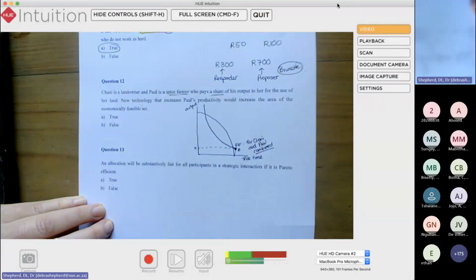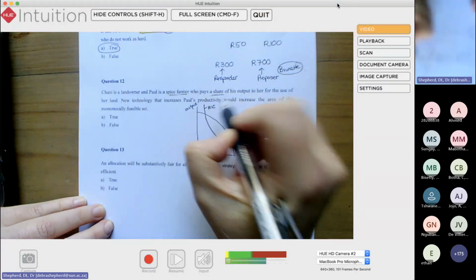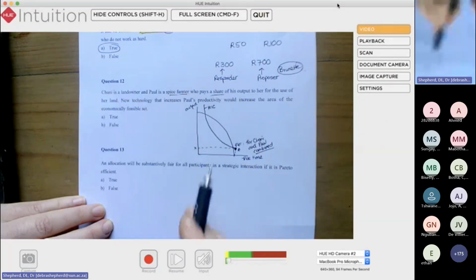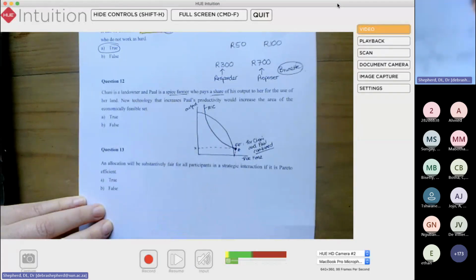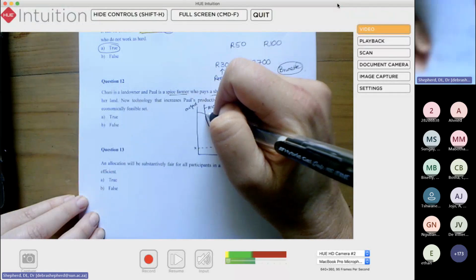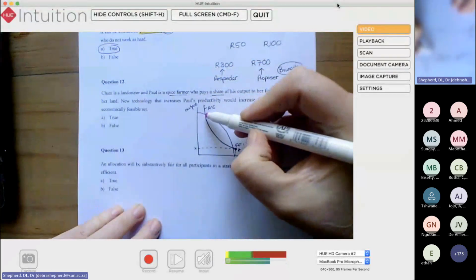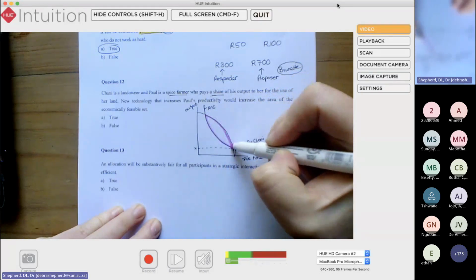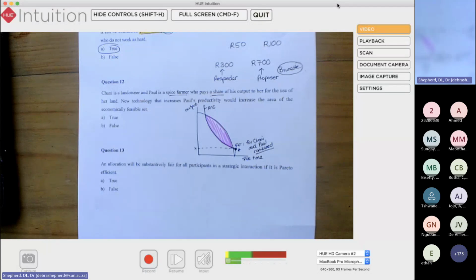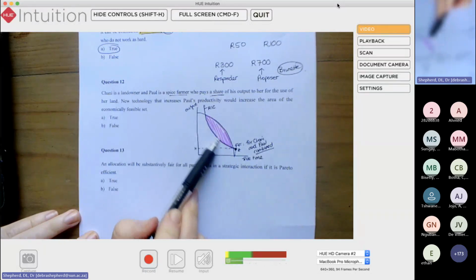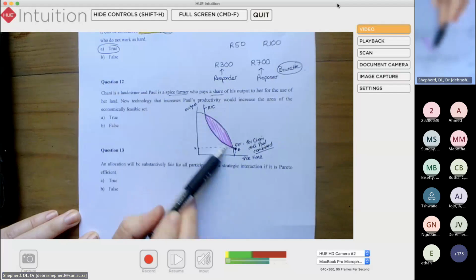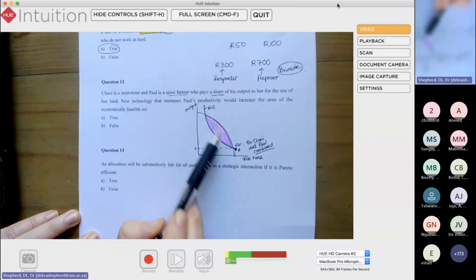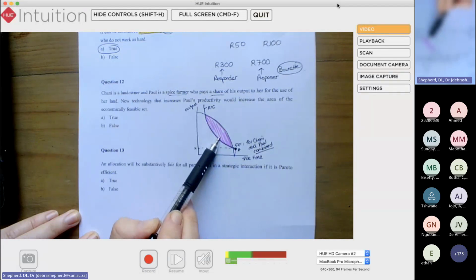falls on an indifference curve, and we call this the reservation indifference curve. In other words, every single point that lies on this curve gives Paul the same utility as at point Z. It makes him as satisfied as not working. The area between the reservation indifference curve and the feasible frontier gives me the economically feasible set. These are all the outcomes that are feasible for Chani and Paul as a negotiation. They're able to come to some contractual agreement that falls within this economically feasible set.